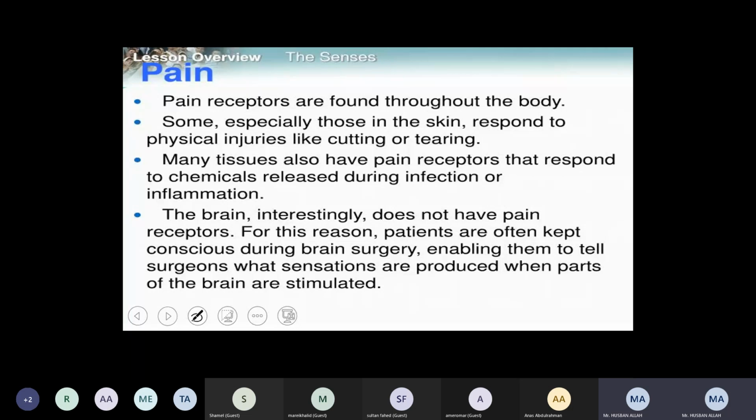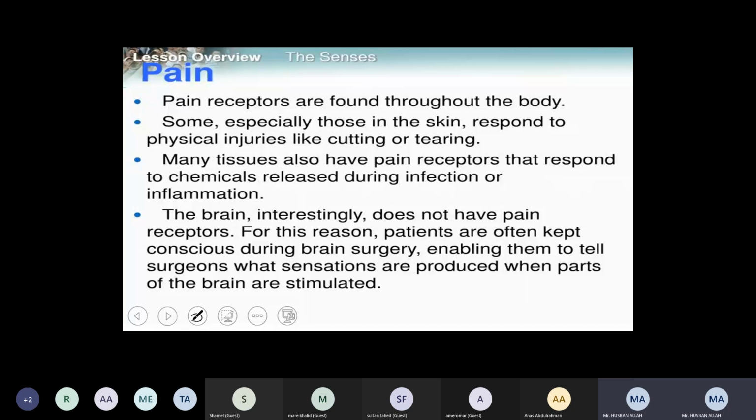Practically, if you are going to do brain surgery, from this point it's supposed that we don't need to give anesthesia, an anesthetic drug to keep the person sedated. But some people ask, how? Still we are giving anesthesia medicine to the patient. Why? The reason is that we say that in the brain we don't have pain receptors.